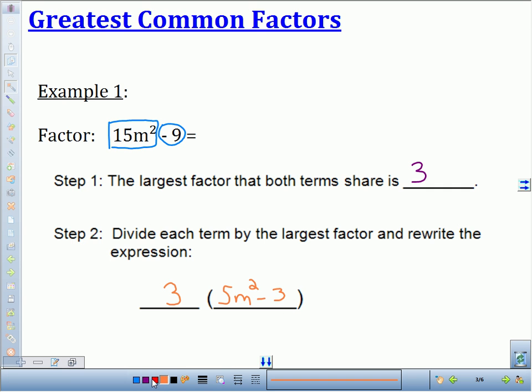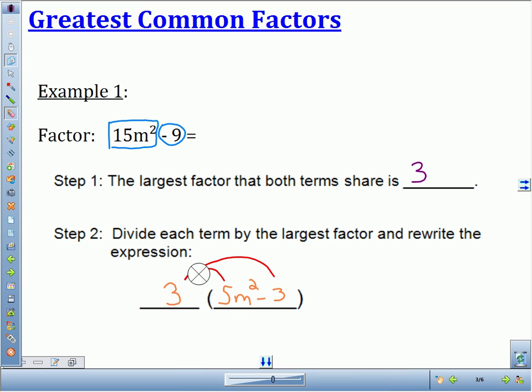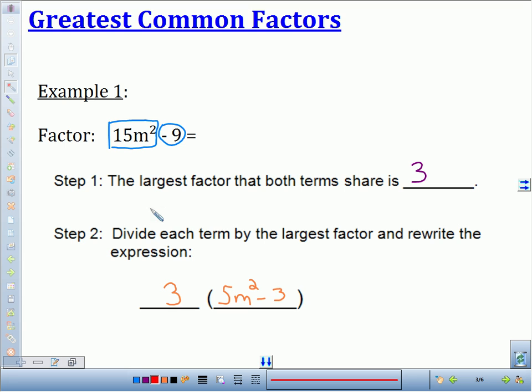Now what you might notice here is that this looks like something you would distribute. And in fact, if we distributed the 3 to the 5m squared and the 3 to the negative 3, we would end up with 15m squared minus 9. So in that way, factoring with a greatest common factor is a backwards version of distribution. We are in fact distributing in reverse. Let's look at a different example here.